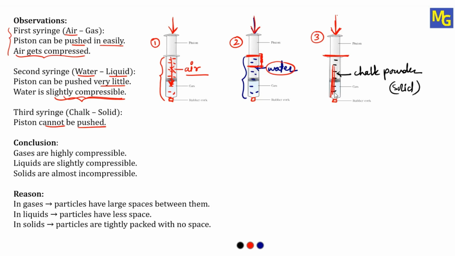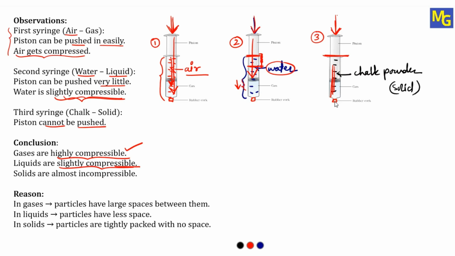What is the conclusion based on all these observations? We can say that gases are highly compressible because when you push the piston in case of first syringe, it will go down. The piston will completely go down and the air will get completely compressed. So we can say that gases are highly compressible. Liquids are slightly compressible. So in case of second one, when you push with the help of this piston, that piston will go a little bit down. It will not go completely down. Means what? Water can be compressed in a little way. So you can say that liquids are slightly compressible. We can slightly compress the liquid.